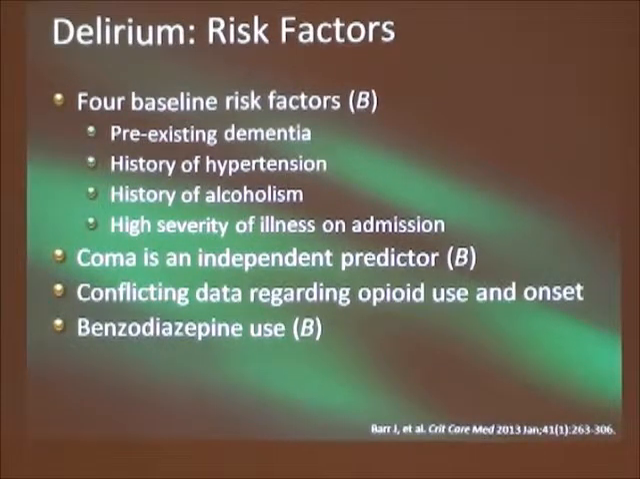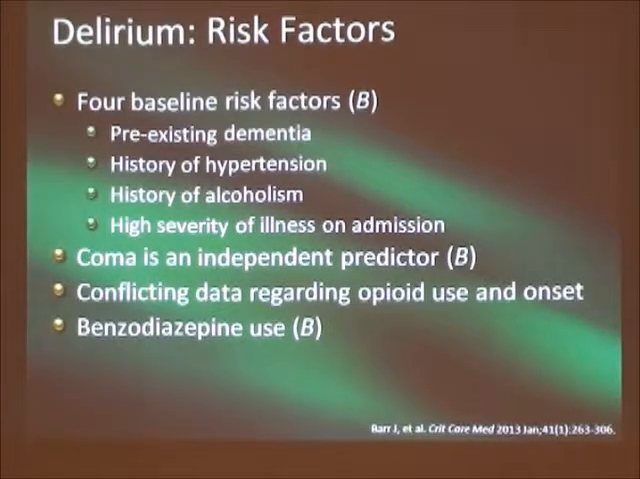History of alcoholism. I'm not going to say anything else on that one either. High severity of illness on admission. Where do we get the sickest patients in this hospital? Better yet, where do we get the sickest patients in the entire tri-state area? Right here in this unit. So as you can see, when you look at baseline risk factors, it's not uncommon for us to easily have 2 out of the 4, if not 3 out of the 4. Dementia is, like I said, probably underappreciated.